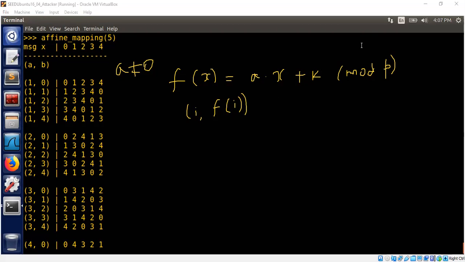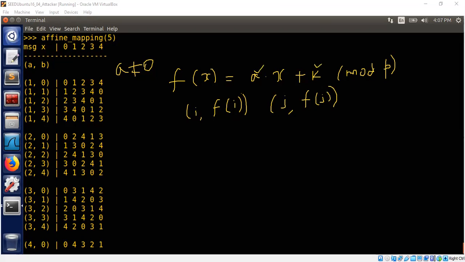If I have another pair, the problem becomes much easier to solve. Let's say I got the jth pair and the corresponding f of j. How can we solve now and find A and K? It is easy. Since we are given I and f of I, which is nothing but A times I plus K in mod P, and f of j is equal to A times j plus K in mod P, you just subtract both of these equations, and then you will know immediately the value of A.